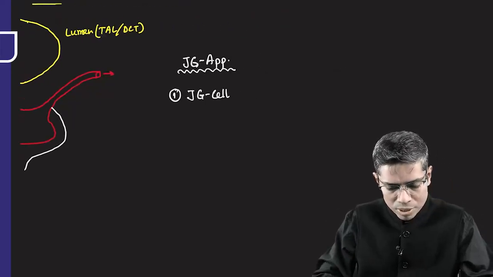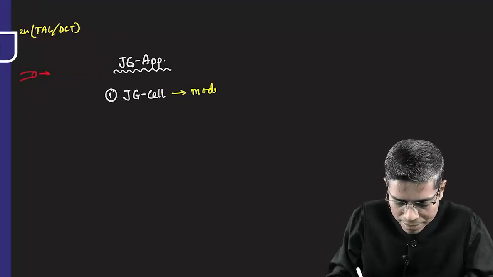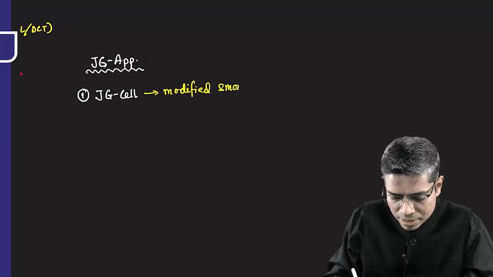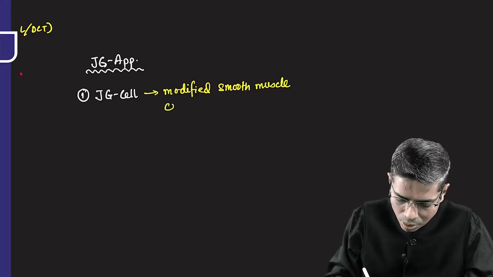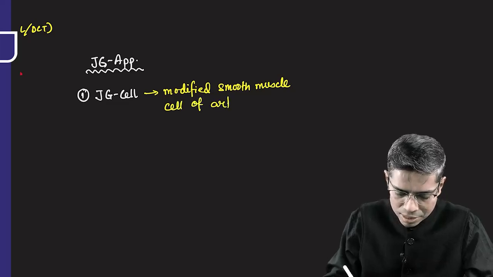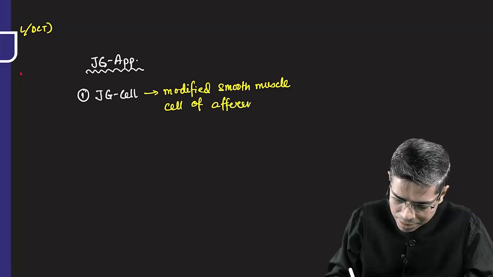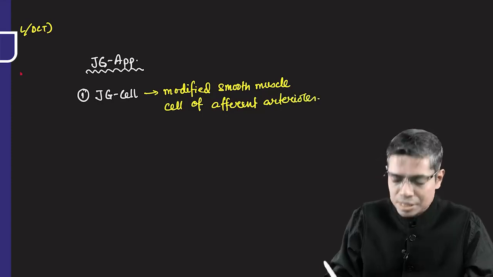So I am drawing these cells, this yellow colored cell that I am drawing here, they are JG cells. If I ask you what is JG cell, your answer will be that it is nothing but modified smooth muscle cells of the very important afferent arteriole, right? Modified smooth muscle cells of afferent arterioles. They are the JG cells.